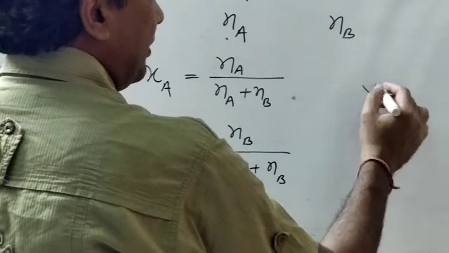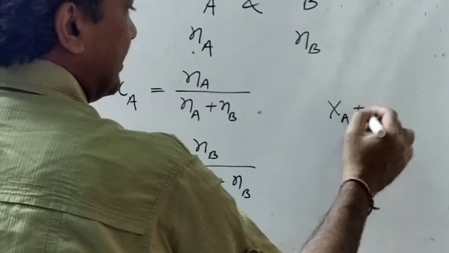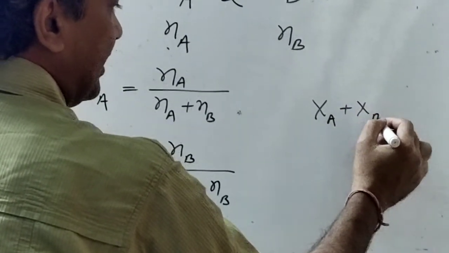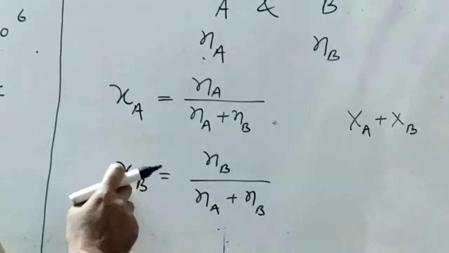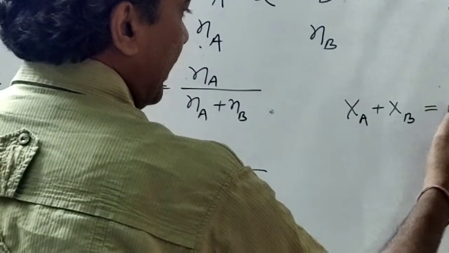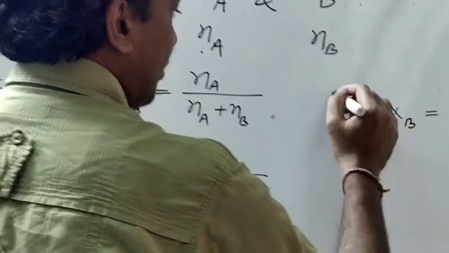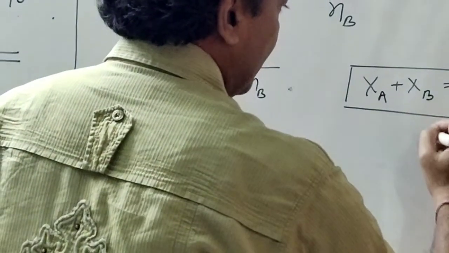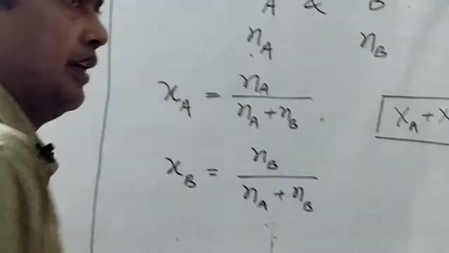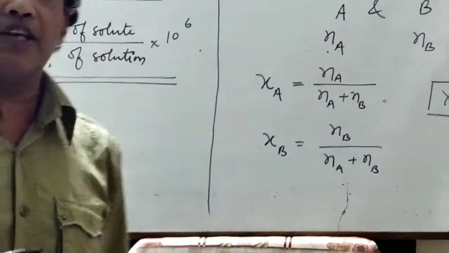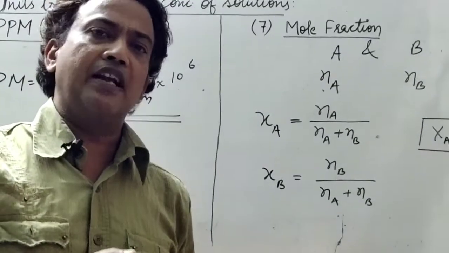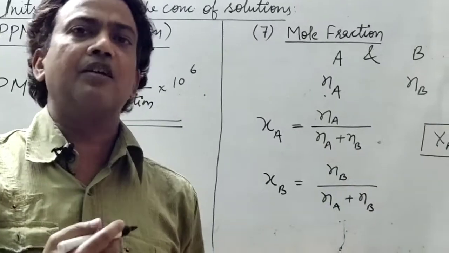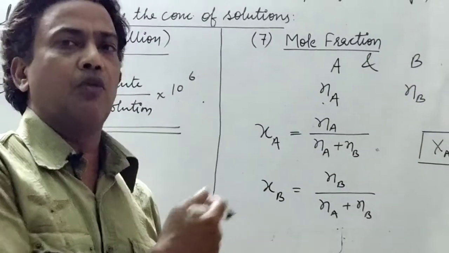Now if you sum up these two mole fractions means Xa plus Xb, the sum of these two is always 1. So sum of the mole fraction of all the components in the solution is always equal to 1. If you know the mole fraction of one component, you can calculate the mole fraction of second component by subtracting it from 1.